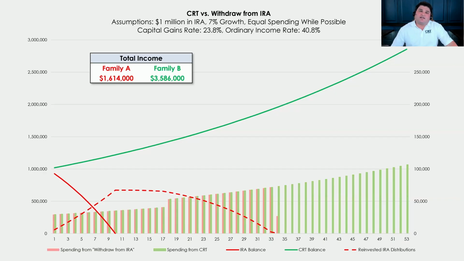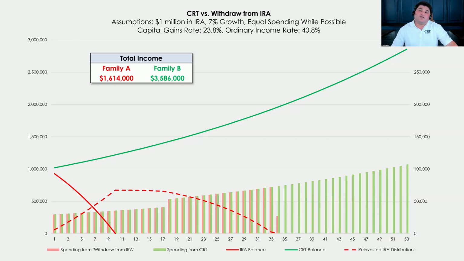The solid green line is the value of the CRT account. That's the investment account. It's distributing 5% each year, and each annual distribution is the vertical green line that you can see. That's the CRT distribution for that year. The solid red line is the IRA, which is distributing all its assets over the 10-year period.